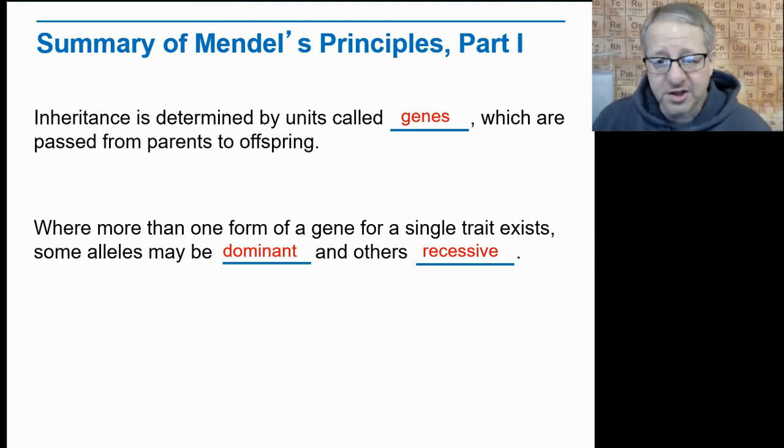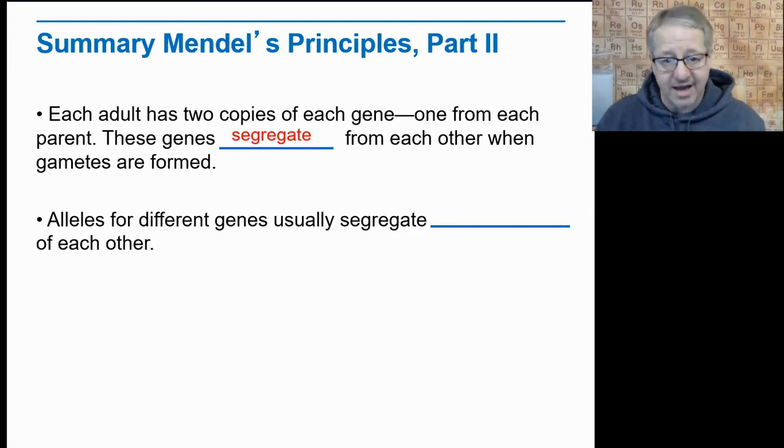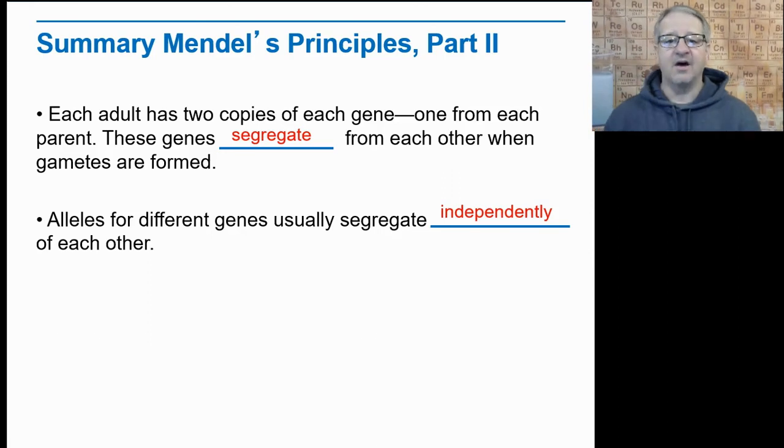What he also figured out was that each adult has two copies of each gene. Each one gets one from each parent. So these genes segregate from each other when gametes are formed. And then the alleles for the different genes usually segregate independently of each other. And so those are the four statements that summarize Mendel's findings, and they really do provide the foundation for our modern understanding of genetics.